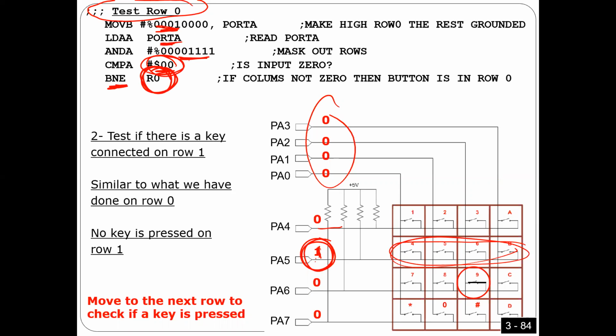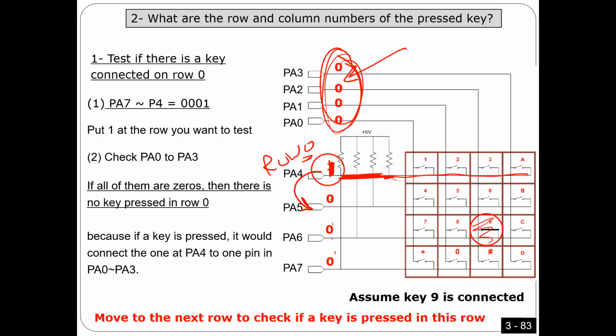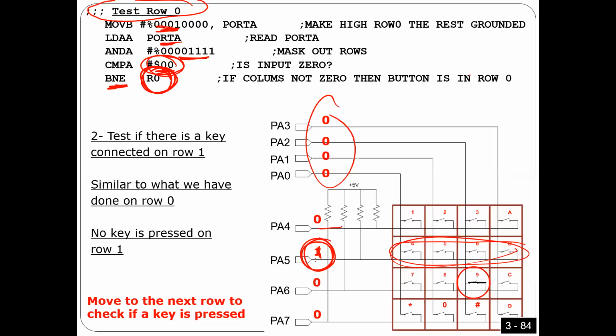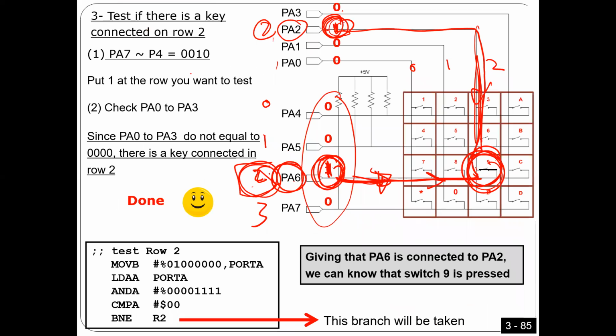Means the key is in row 0. If this part here, guys, does not equal 000, what does it mean? It means I already found the row. So that's why I'm gonna branch to a location called row 0. Same thing, guys. Here, if I wanna test any row, I'm gonna do the same thing. For example, if I wanna test row number 2, it's the same thing.